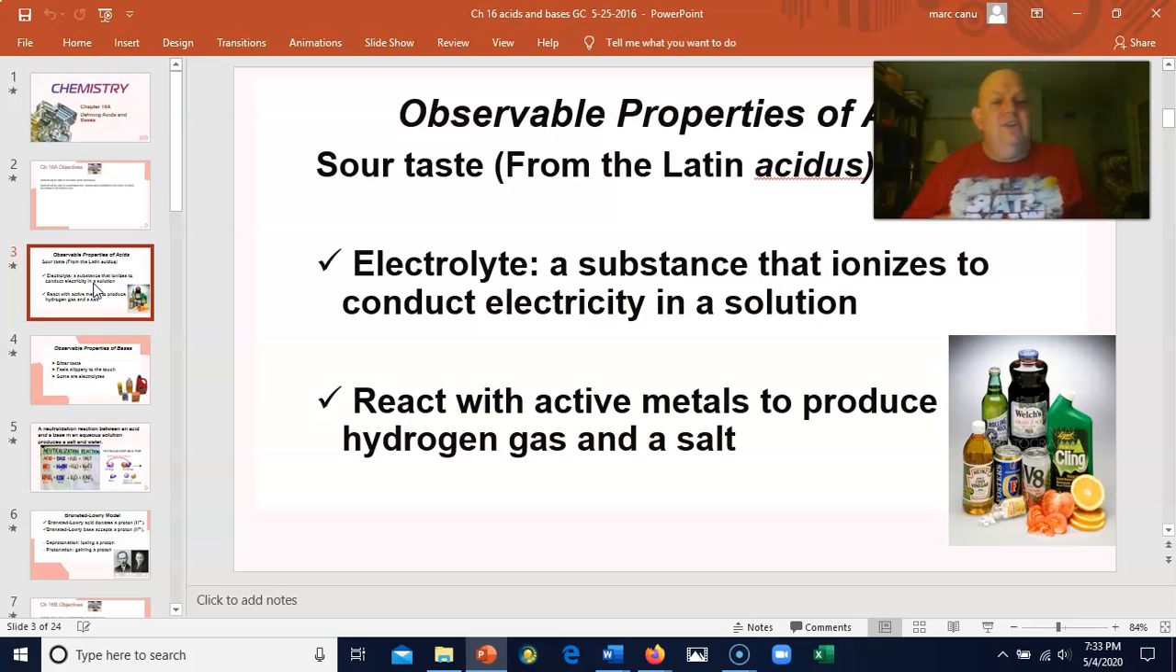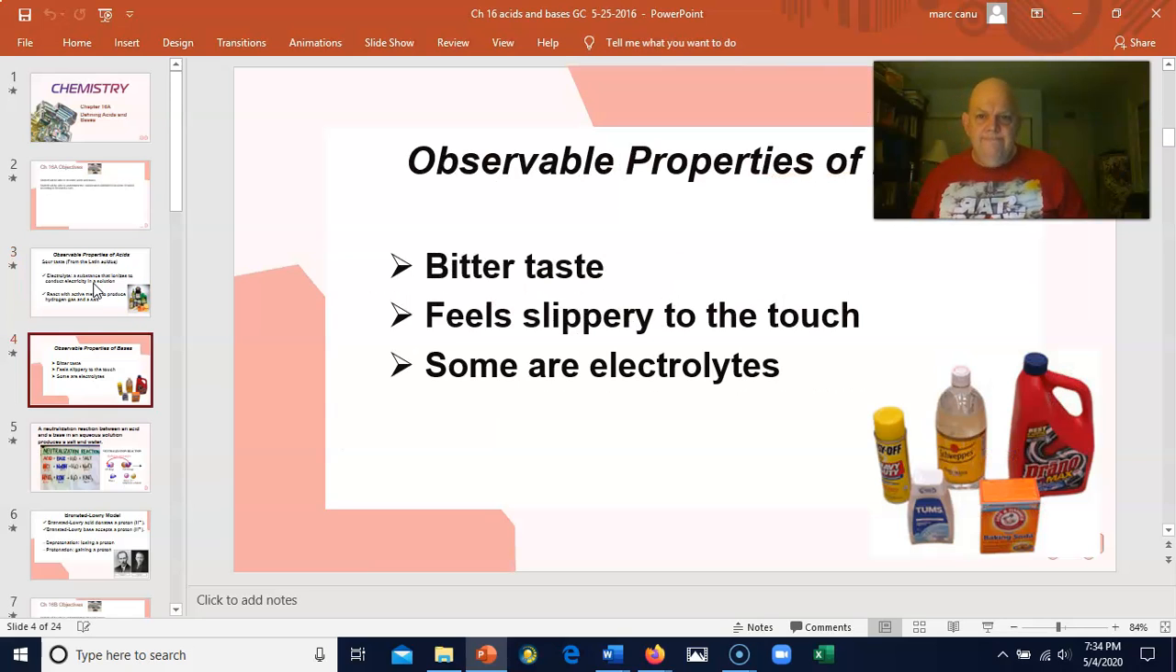Okay, so we know that acids will react with active metals, and they make hydrogen gas and a salt. Now, hydrogen gas is also flammable. Okay. Now, if we look at bases, it's a little bit easier to get through.